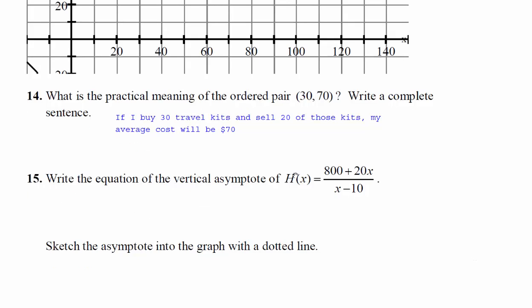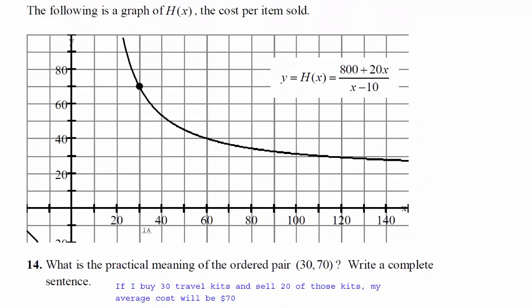15 says, what's the equation of the vertical asymptote? Remember, the vertical asymptote is the value of x that makes the denominator 0. So in this case, you can see 10. Right, when x equals 10, I get 0 for my denominator. So the equation of my vertical asymptote would be x equals 10. And it says sketch the asymptote into the graph with a dotted line, so I can do that. At x equals 10, we'll have a dotted line. So there's my vertical asymptote at x equals 10.